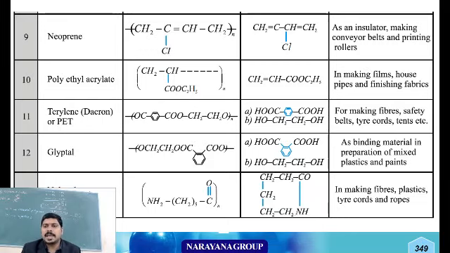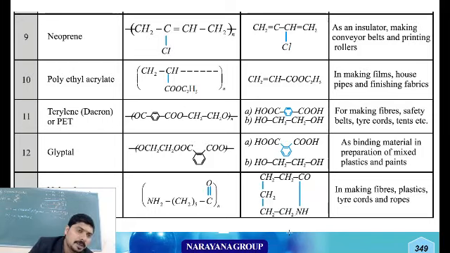It is going to act as an insulator, and then it is going to be used as a conveyor belt and for printing. That is also one more application we have for this one. And printing rollers also we are going to use. The roller is nothing but what we use for making the paper rotate. That is called paper roller, printing roller.